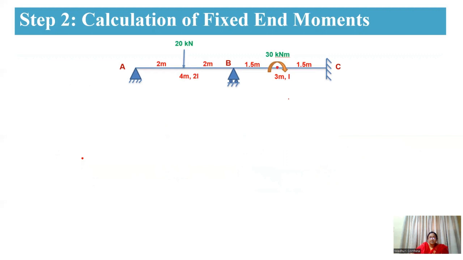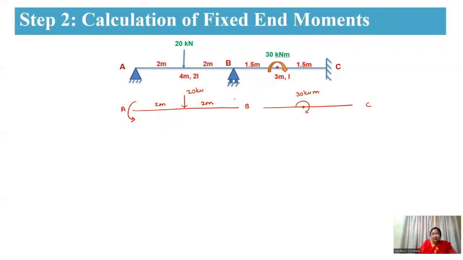So this is the beam you're going to consider now. For this beam, we are going to find out the fixed end moments. First I'm going to draw the beams individually. As external load is acting, what are the moments that are going to develop? This is a 30 kilonewton meter. For AB span, due to this point load, you have a hogging moment.